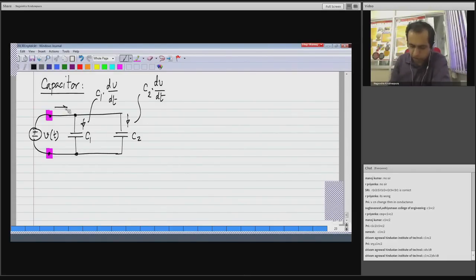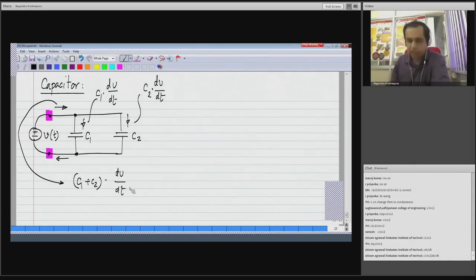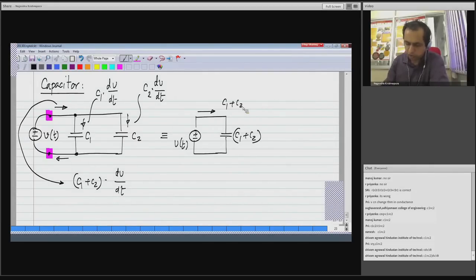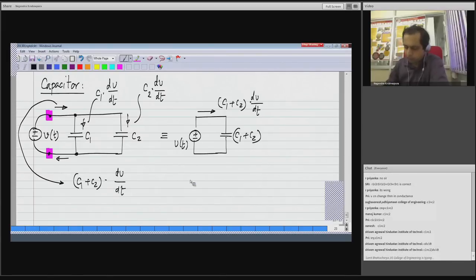So the total current drawn from the voltage source is C1 plus C2 times the time derivative of V of t. Obviously this is exactly equivalent to having a single capacitor of value C1 plus C2. Current going in here will be C1 plus C2 times the time derivative of V. So a parallel connection of capacitors will give you an equivalent capacitance, which is the sum of all the parallel capacitors.